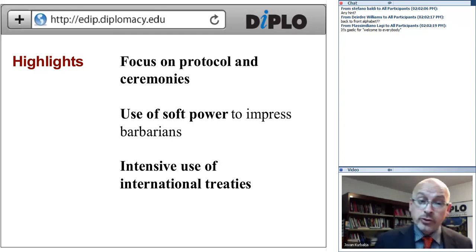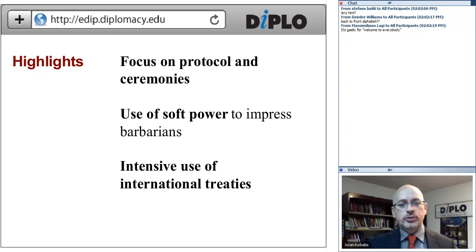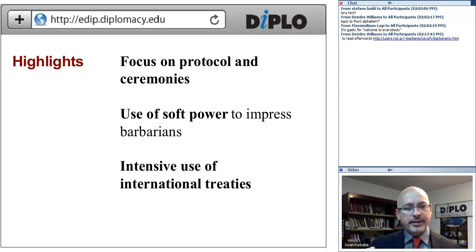They used a lot of soft power to impress barbarians. They tried to avoid wars for the simple reason that they didn't have enough troops, and they didn't have resources, and they were aware that if they engaged in prolonged wars, that could threaten the very existence of the Byzantine Empire. They were quite skillful in using treaties. They signed many international treaties, and while they were observing the letter of the treaties, they were extremely creative in interpreting different clauses. Therefore, they managed to find their way around the treaties, although they tried to develop some sort of early international law system.